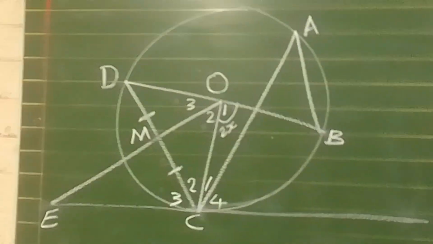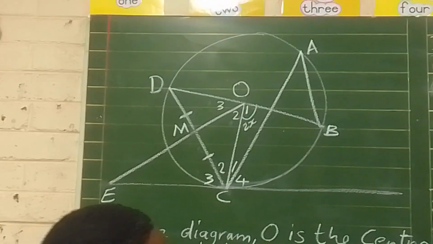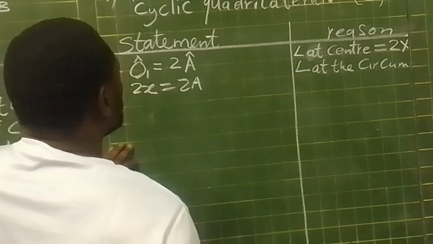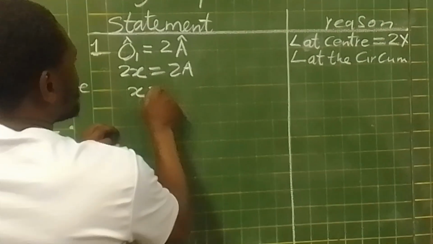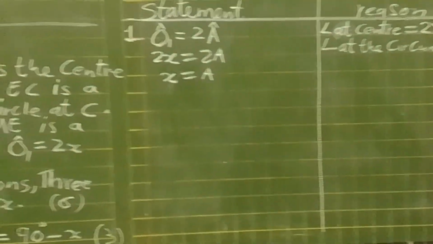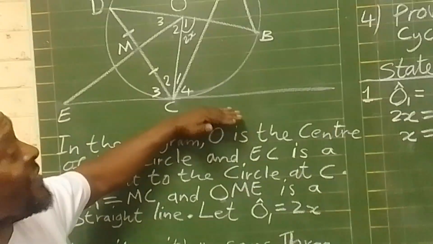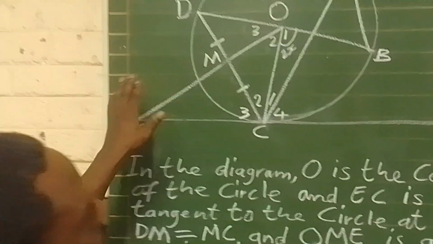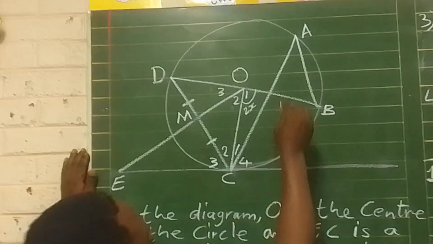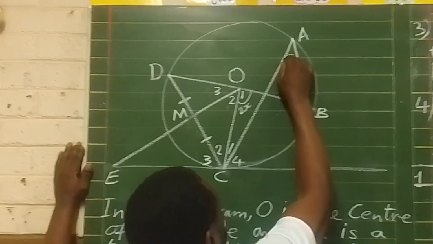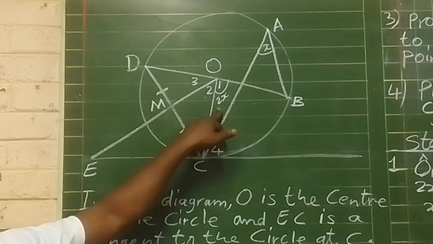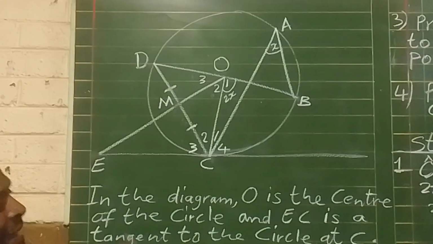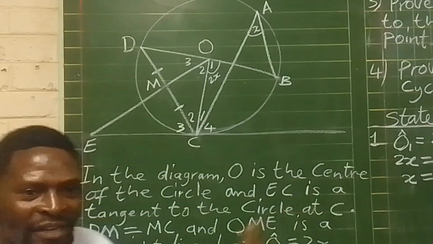But we're given that O1 is 2x. 2x is equal to 2a. You divide by 2 here, you find that x is equal to a. This question is a very concealed question. Usually in a question like this, they give you that angle A is equal to x. They did not give you that, they gave you 2x. But they want you to find the angles which are equal to x. Do you understand?